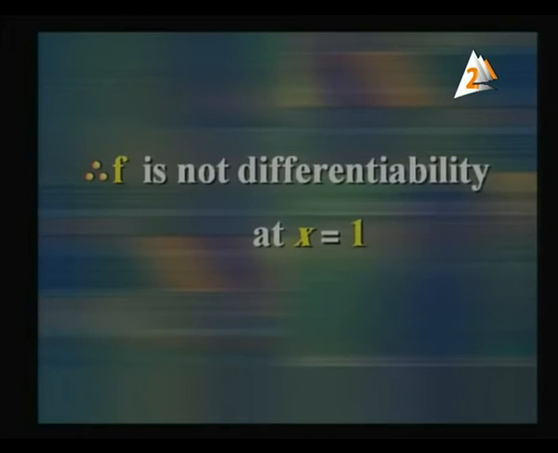Dear student, this example is very important. The function is continuous at x equals 1, but the function is not differentiable at the same point. What do you mean? If we have a function that is continuous, it may be differentiable or not differentiable, but the reverse is not true. If the function is differentiable at x equals 1, it must be continuous at x equals 1. Dear student, look at another example.